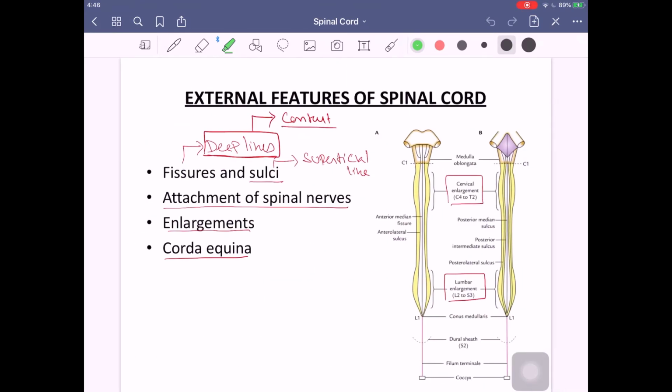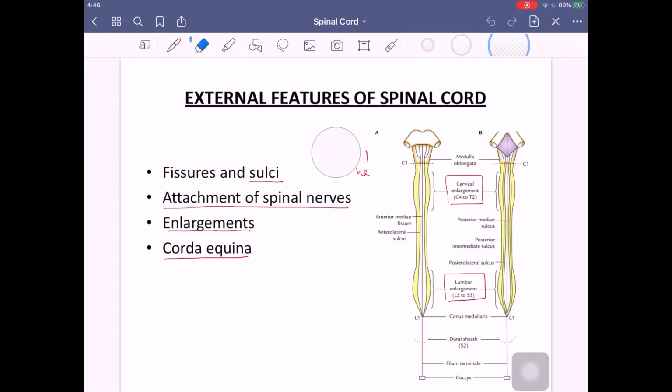So welcome back, friends. We are doing the external features of the spinal cord in this session, and we are talking about fissures and sulci, attachment of spinal nerves, enlargements of the spinal cord, and the cauda equina. So let us talk about fissures.